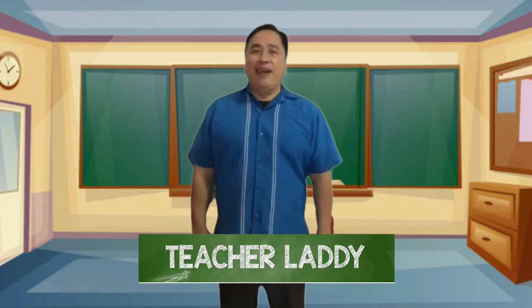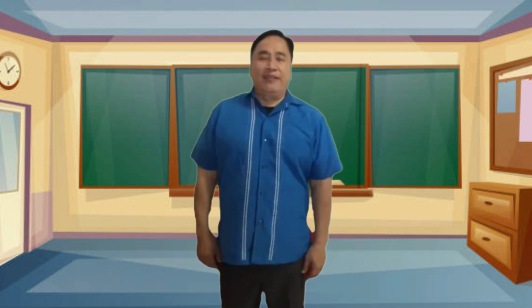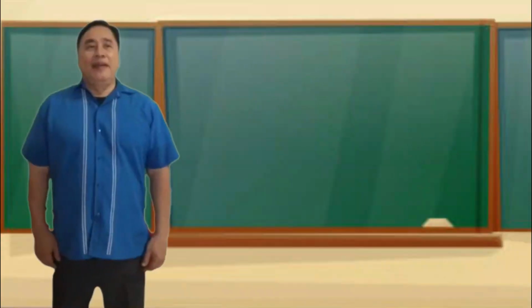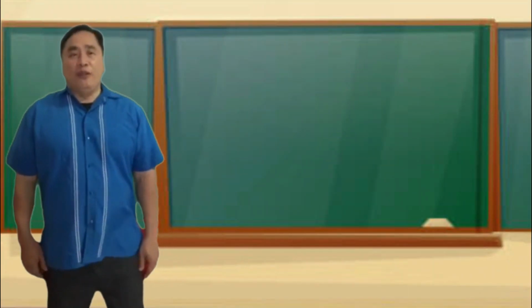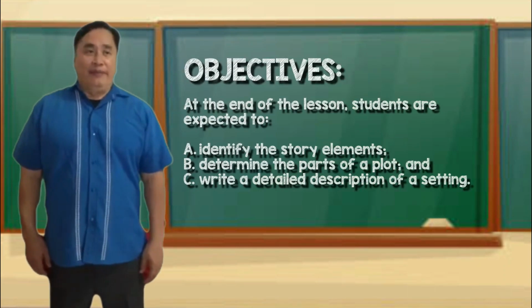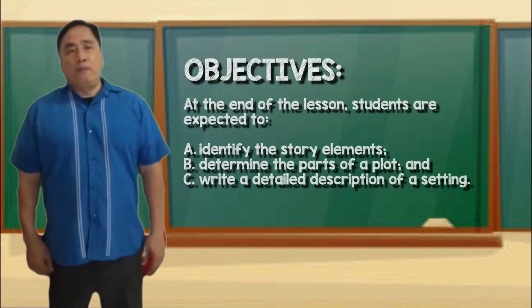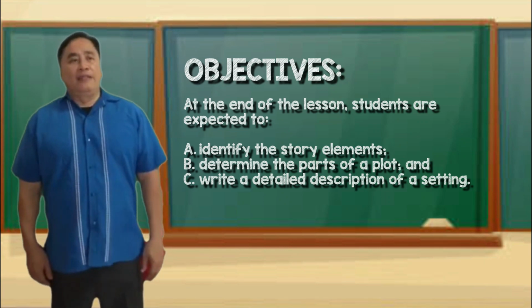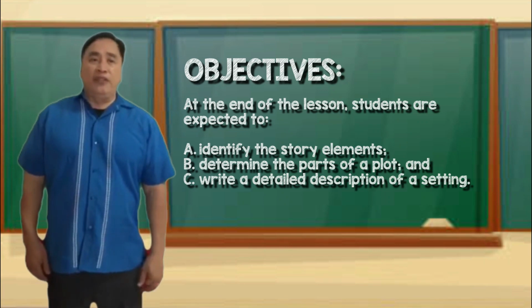Today we will be discussing story elements. First, let me share with you the objectives of our lesson. At the end of the lesson, students are expected to: A. Identify the story elements, B. Determine the parts of a plot, and C. Write a detailed description of a setting.